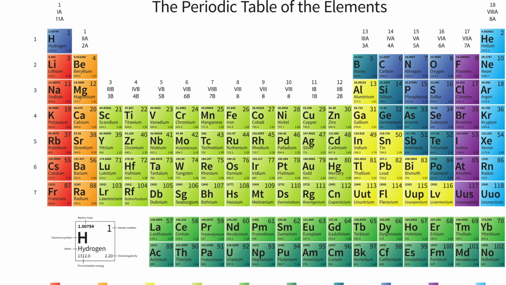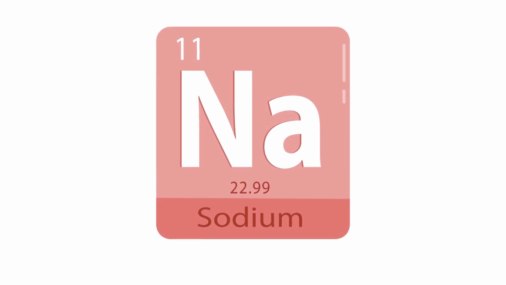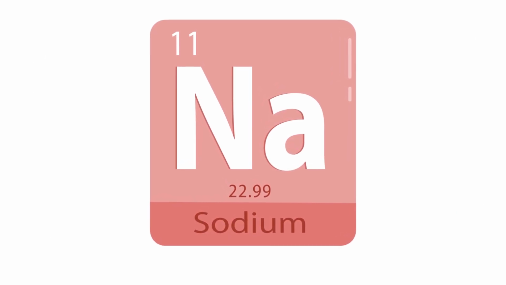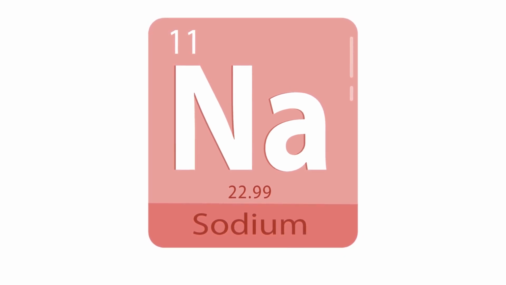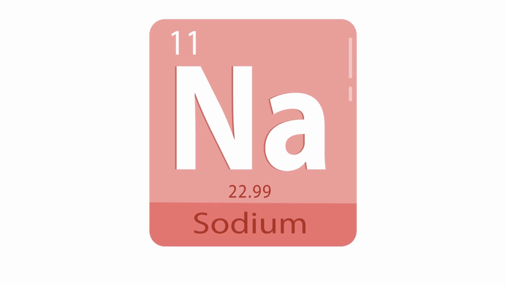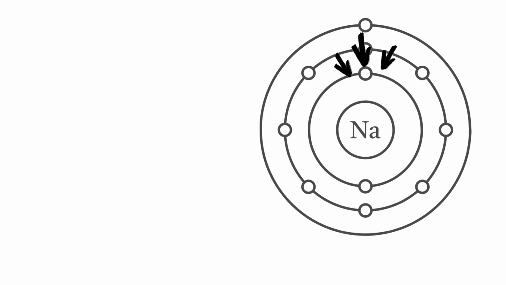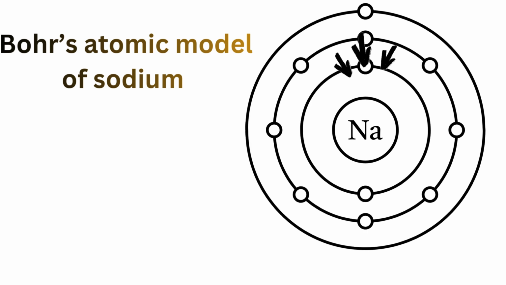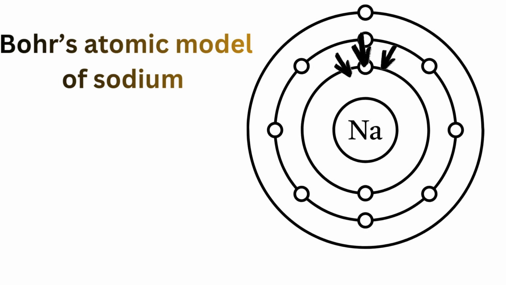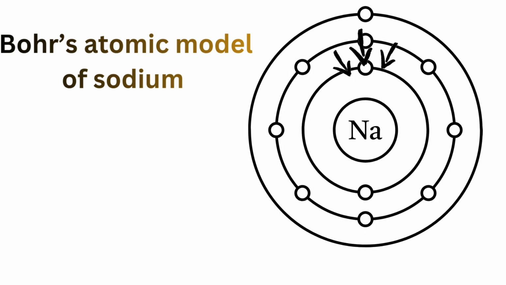Example 1, sodium. In the periodic table, we find that sodium has a proton number of 11. Remember that in an uncharged atom, the number of protons is always equal to the number of electrons. Therefore, we have to illustrate Bohr's atomic model with 11 electrons in the shells. Remember, the first shell can hold 2 electrons, so we put 2 electrons in the first shell, also known as the K shell. This leaves us with 9 electrons.